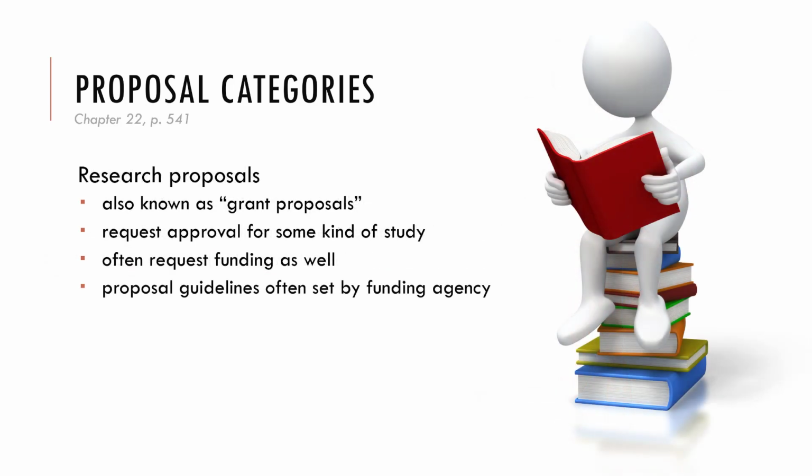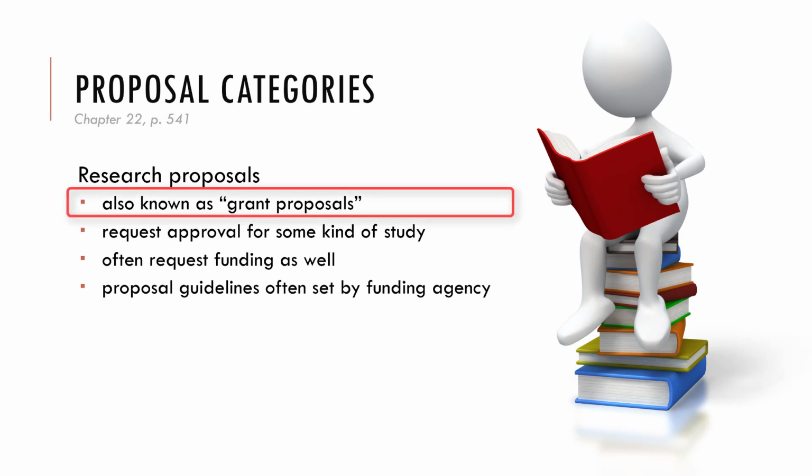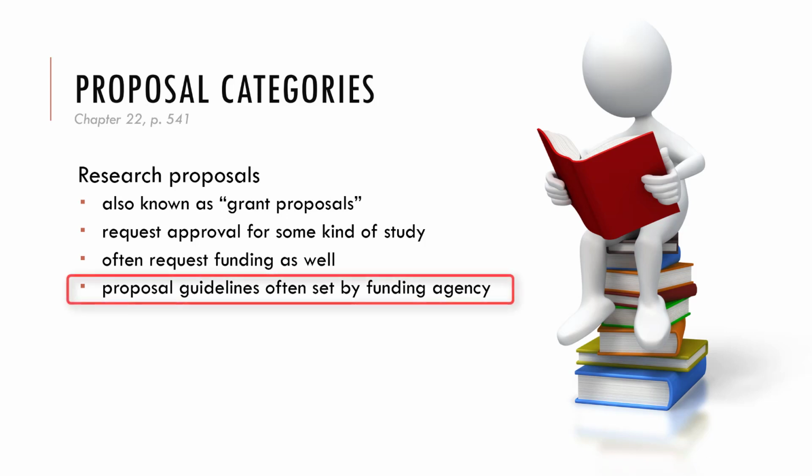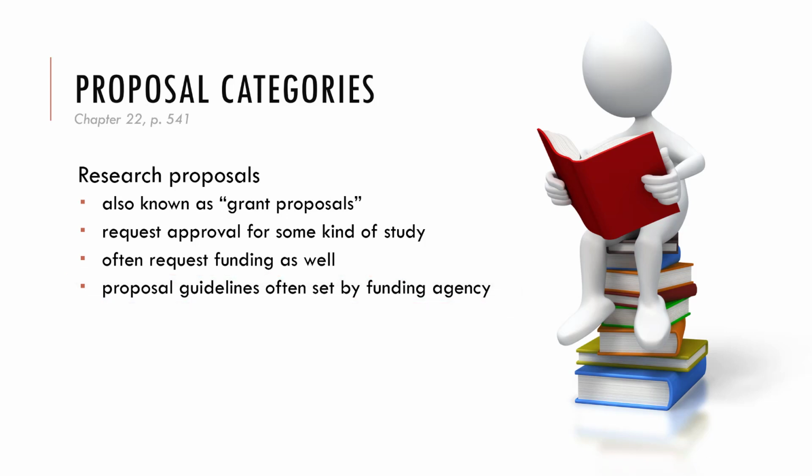Research proposals, and the book says they are also known as grant proposals. I still think of these as slightly different, but let's go with the book right now. In a research proposal, you're asking for approval of some kind of study. In a grant proposal, you are asking for specific funding. That's pretty much it. That's kind of the difference between them. And the proposal guidelines are often set by the funding agency.